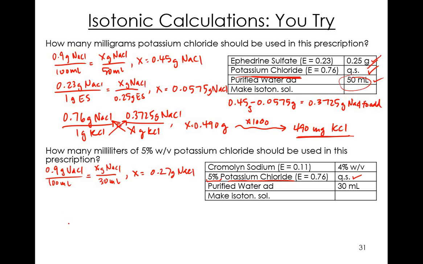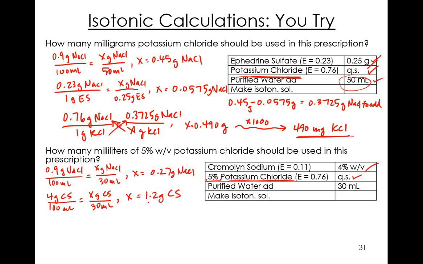Then we have to account for the contribution of the cromolyn sodium, which is a solution this time. It's 4 grams cromolyn sodium per 100 mils of solution. So how much cromolyn sodium is in 30 mils of solution? And X equals 1.2 grams cromolyn sodium.